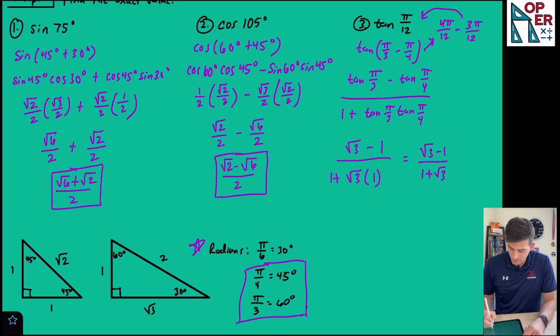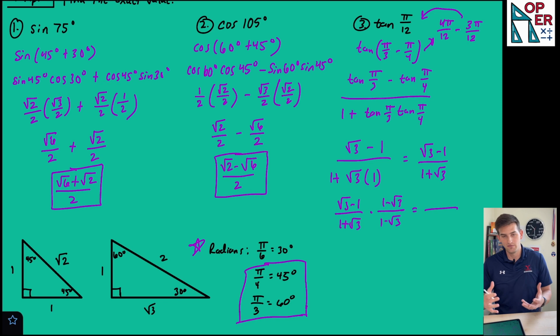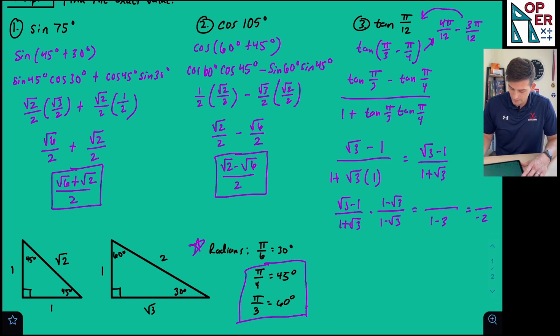So let's come down here and say root 3 minus 1 over 1 plus root 3. Now we need to multiply by the conjugate of our denominator, which would be 1 minus root 3. The reason we do that is because it's going to get rid of our radical in the denominator, because we've created the sum and difference pattern, which is just a squared minus b squared. So that's going to end up being 1 minus 3, which is going to equal negative 2.